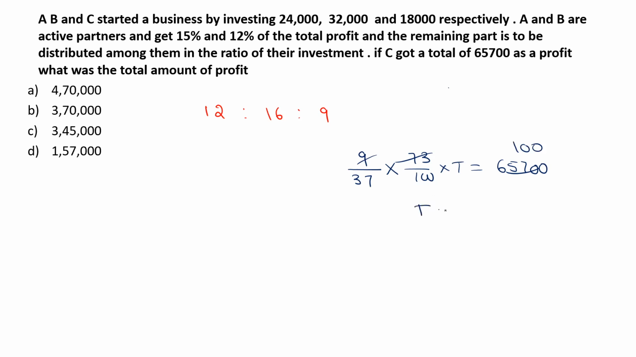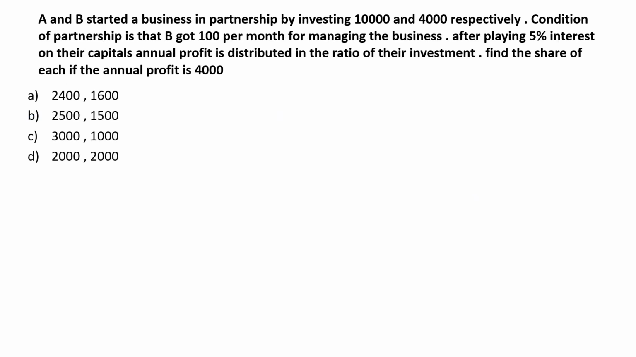Then the total profit would be 3,70,000. Where is that? 3,70,000. Option B would be our answer. Just take an account of, or calculate yourself, the time required for solving these questions from my methods. Okay. Next one.